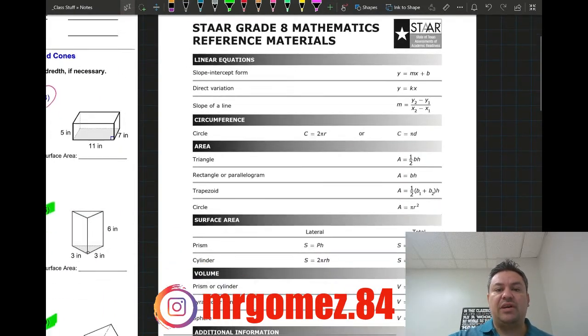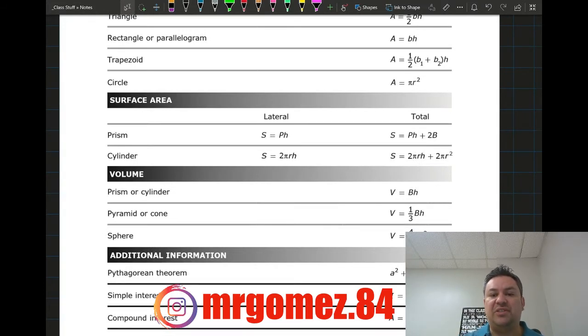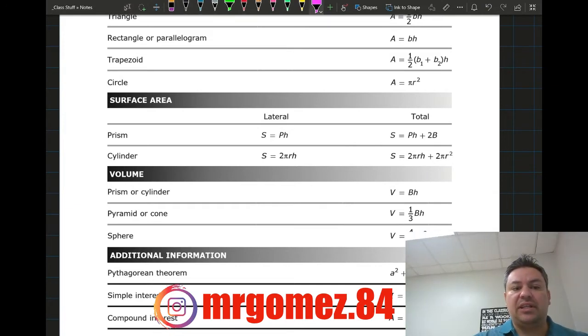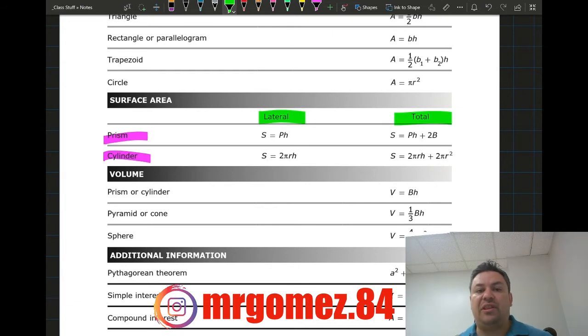So if you look at our 7th grade reference materials, we have formulas for surface area. Before, we did not have formulas for surface area. We only had the formulas for volume. And as we can see right here, we're looking at prisms and cylinders. A cylinder is something like a can. And now we have not just surface area, we have lateral and total surface area. So there's two different things that we need to find, either lateral or total surface area. Basically, if you find the lateral, you just add something else to find the total surface area.